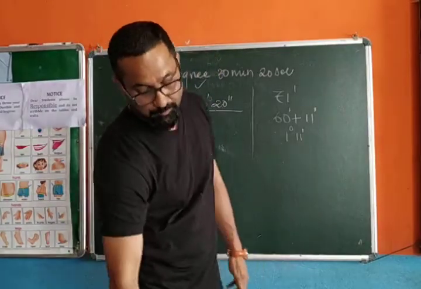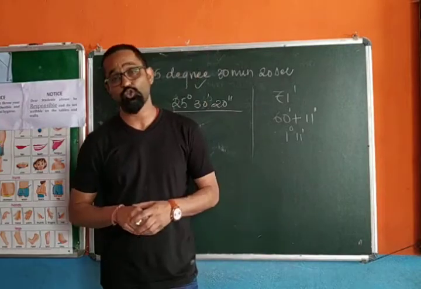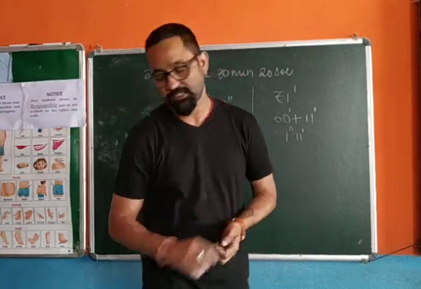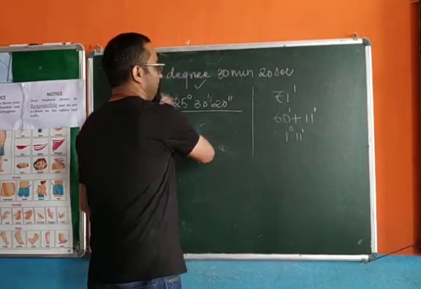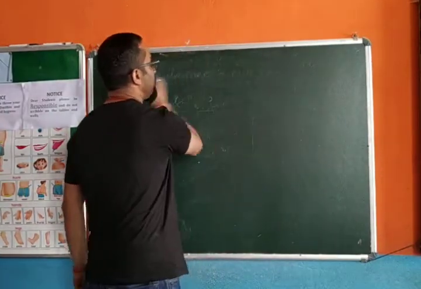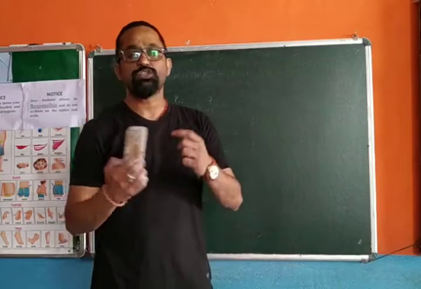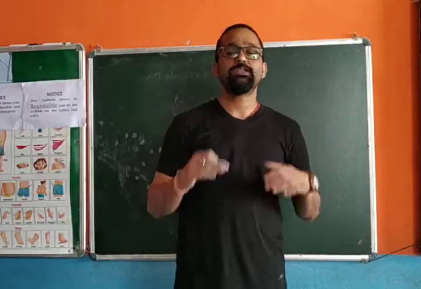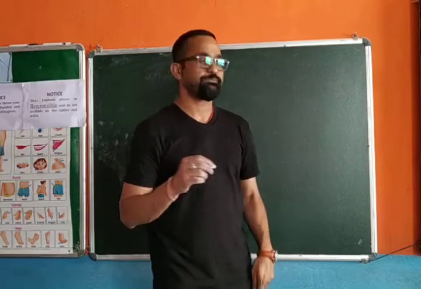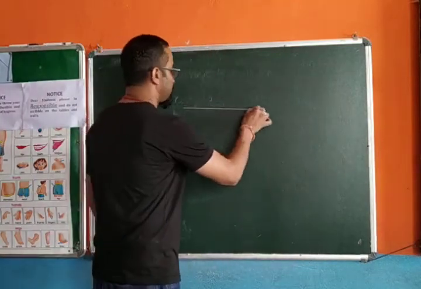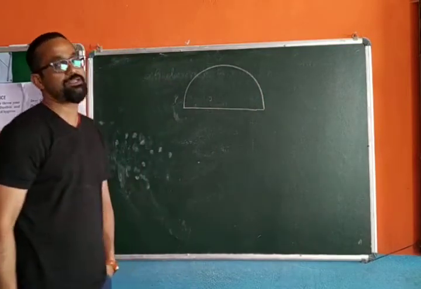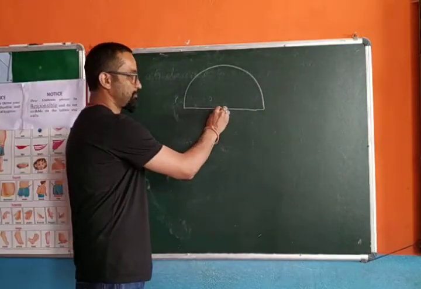And measuring an angle using a protractor. You have done this in junior classes. A protractor is a measuring device which is used to measure angles. It is a semicircular device, a measuring instrument which has a center.